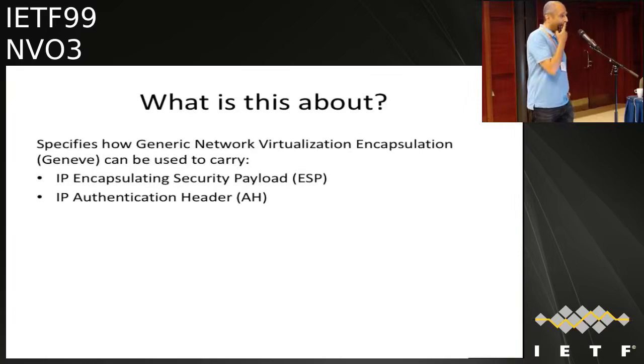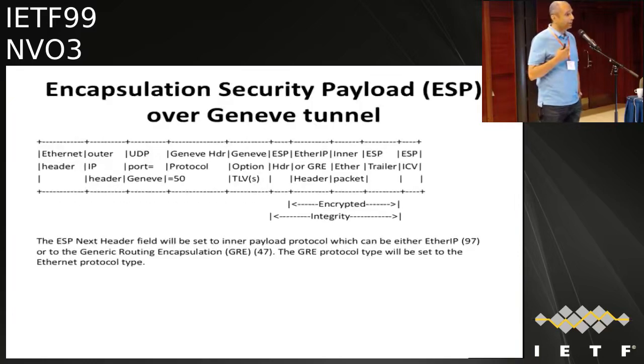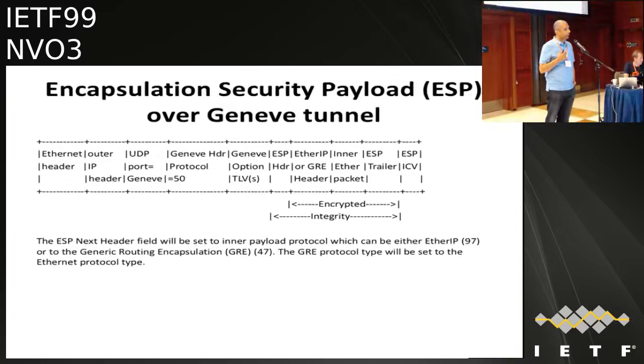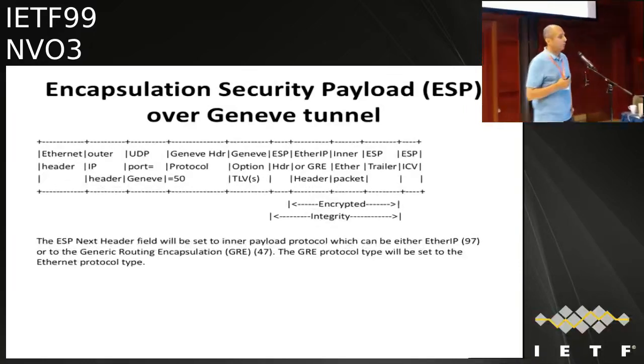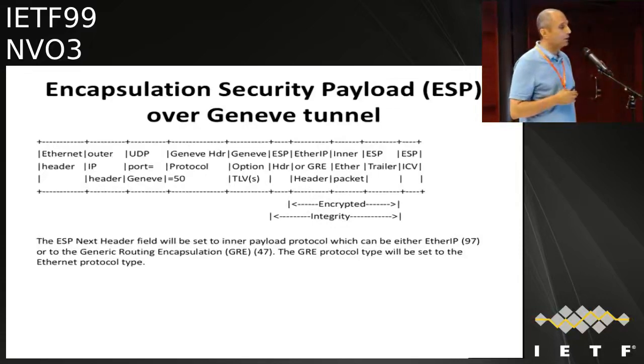So this is the frame format here for carrying ESP over a Geneve tunnel. We have shown here the outer IP and the outer Ethernet header, of course the UDP header with the Geneve port, followed by the Geneve header. The next protocol in Geneve will be 50, which is ESP. Then we have the options. Then we have the ESP header, and then the inner payload.